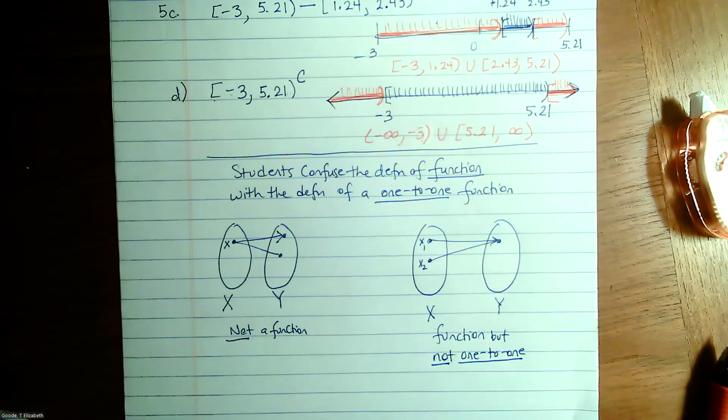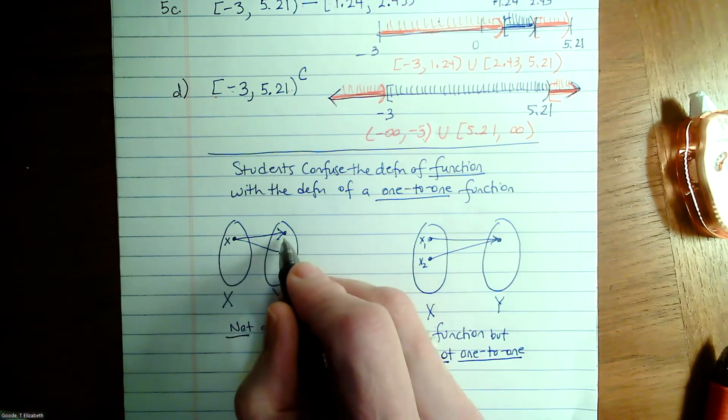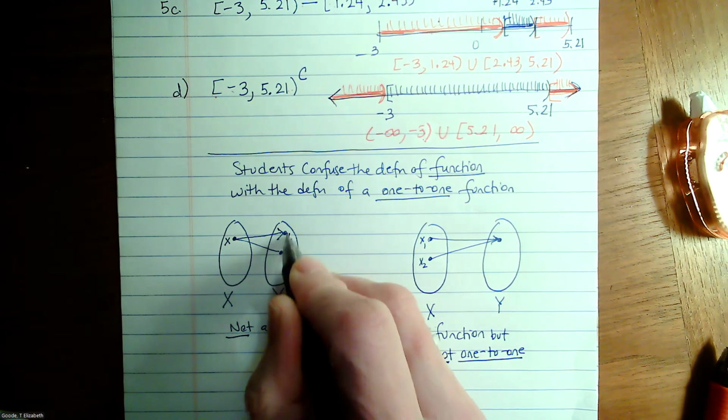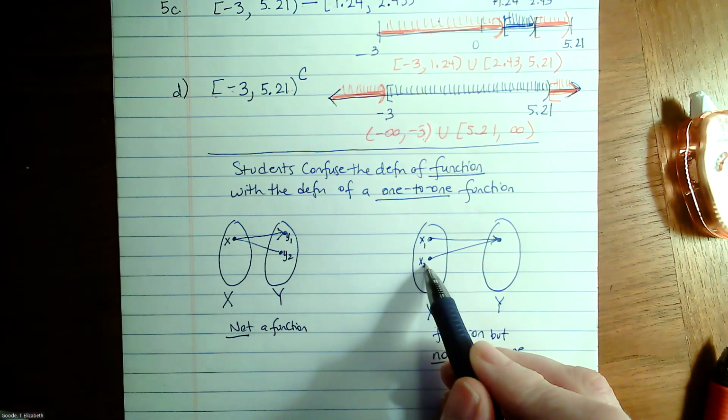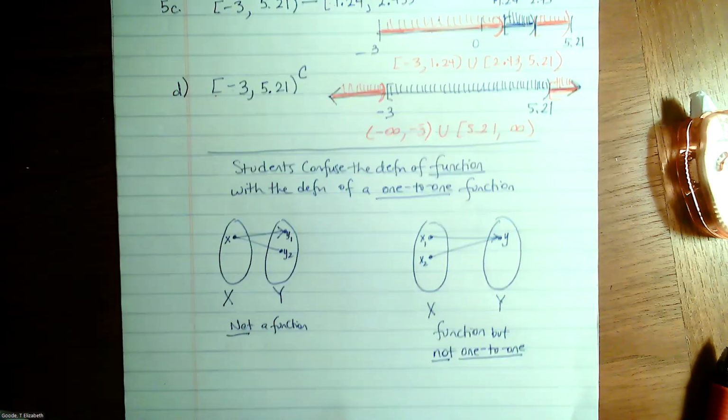If you can sort that out, you'll be well on the way to not making the classic mistakes that students make as far as that is concerned. Does that make sense? You can't send one domain element to two different codomain elements, but you can send two domain elements to the same codomain element. That's not a problem.